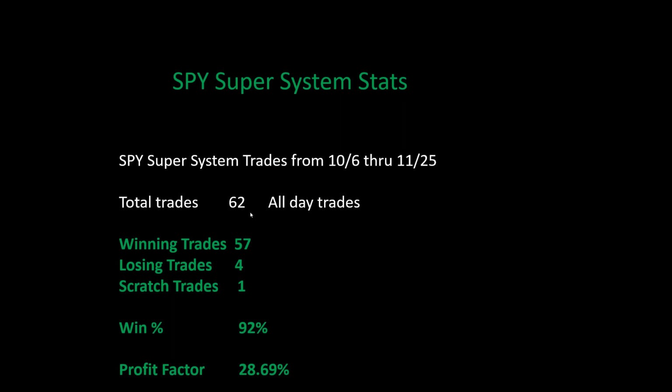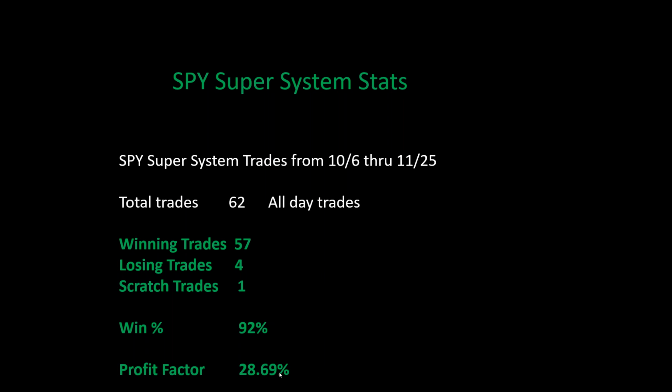But we did a total of 62 trades, all day trades, of course. I generally don't take SPY overnight, but these were all day trades. They were meant to be short-term trades. So out of the 62, we had 57 winning trades, 4 losing trades, and 1 scratch. That's a 92% win rate, which is about what we've been able to maintain. Even as I've continued to do it, it's still around 92.5%, I think, a win rate.